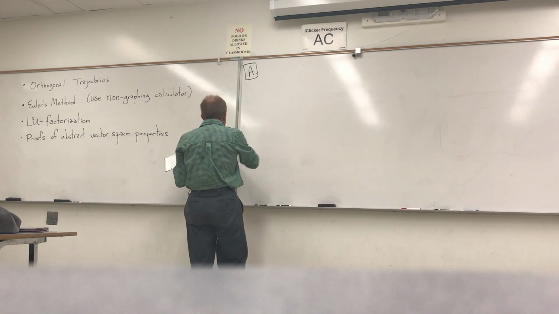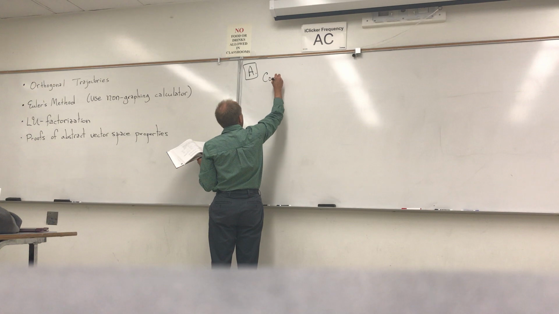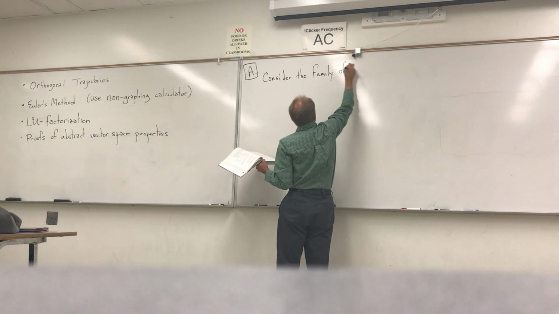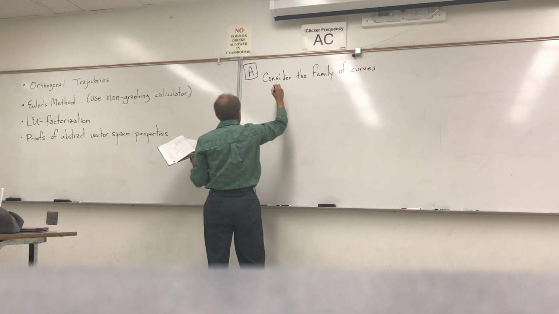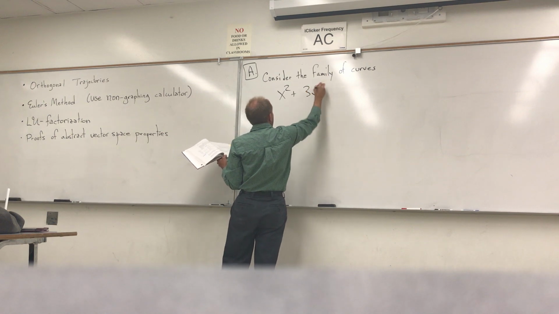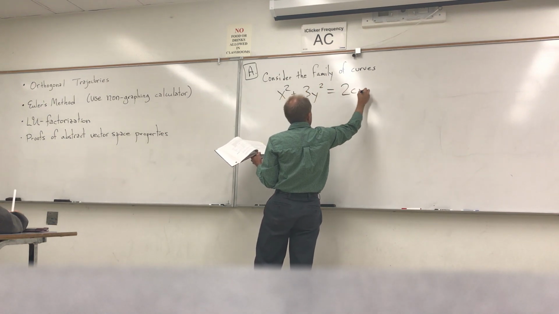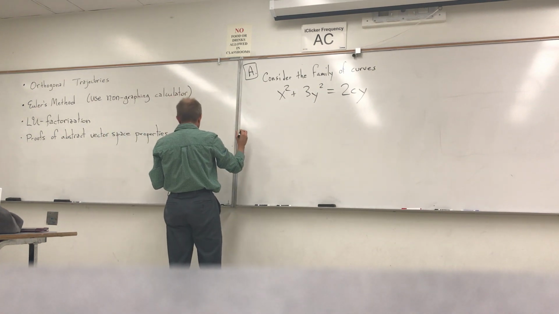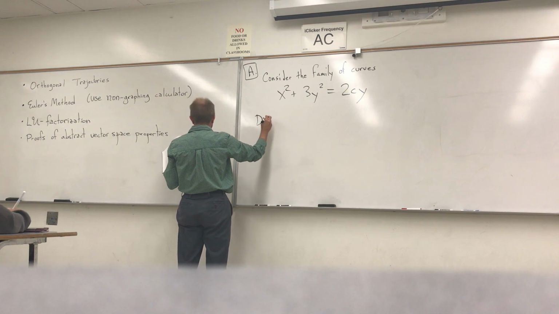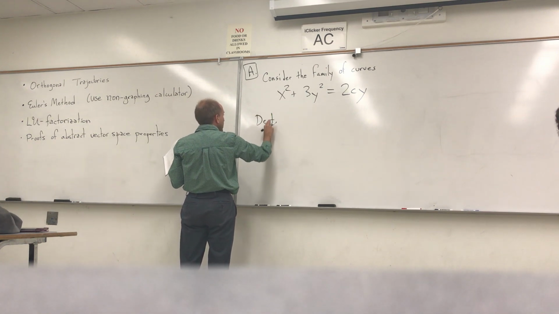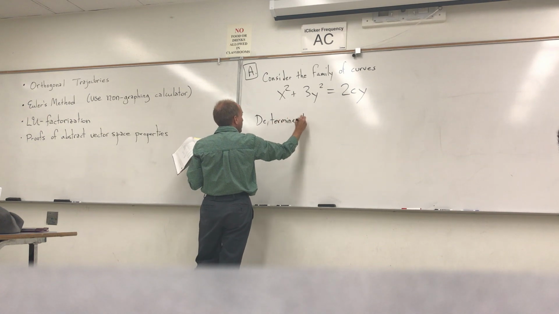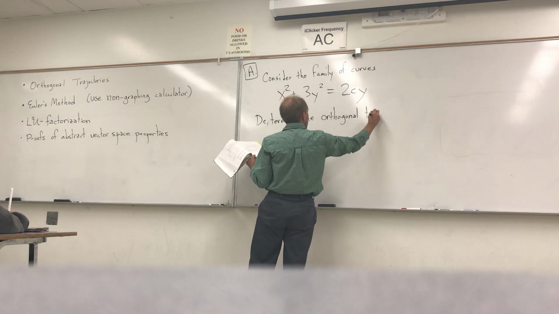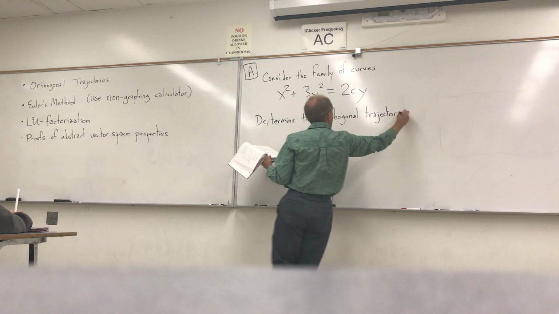I'm going to give you the following problem. So consider the family of curves. So here's the equation, x squared plus 3y squared equals 2cy. Okay, and the question is going to be to determine the orthogonal trajectories to this family.